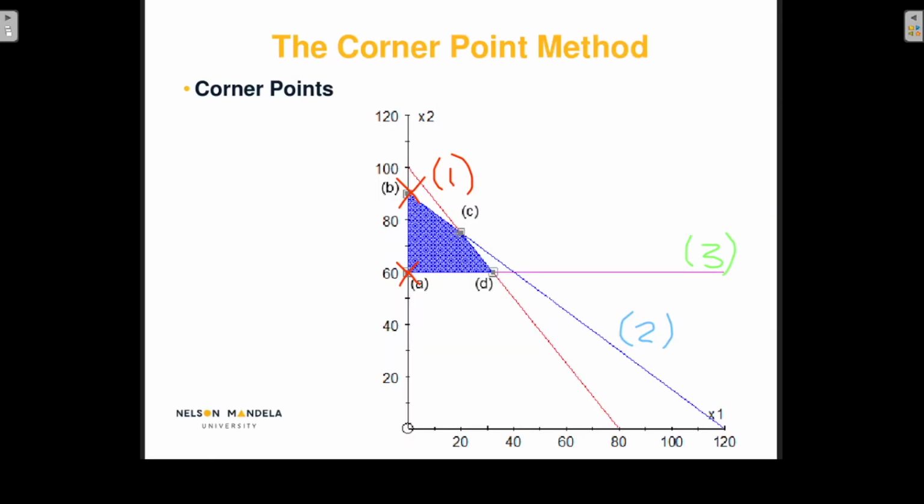Then if we go back, I'm going to skip C just for the moment, and first look at corner point D. Now, corner point D is where my constraint 1, the red line, and constraint 3, the purple line, intersect. We know that line 3 is where x2 is equal to 60. So at least we know what the value of x2 is, and we would like to find the value of x1.